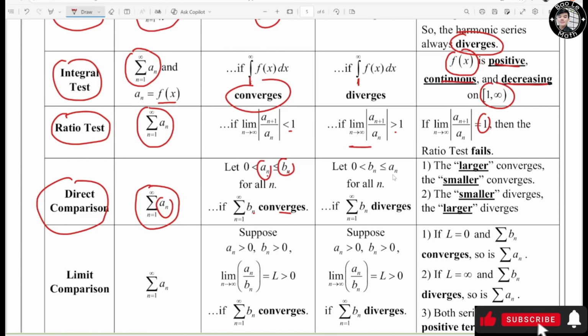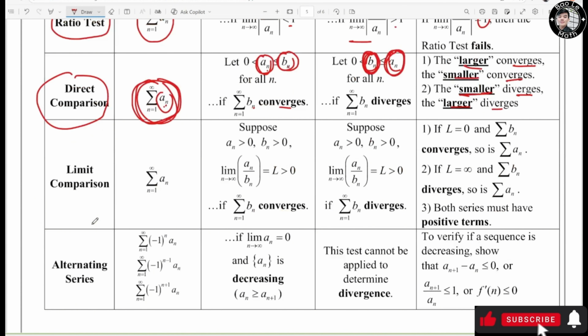Now, to determine if the series diverges, we're going to compare this with the other one that is smaller than a sub n, right? So if the smaller diverges, the bigger diverges. So if this one diverges, this diverges, right?